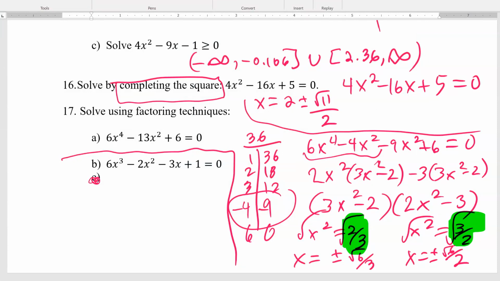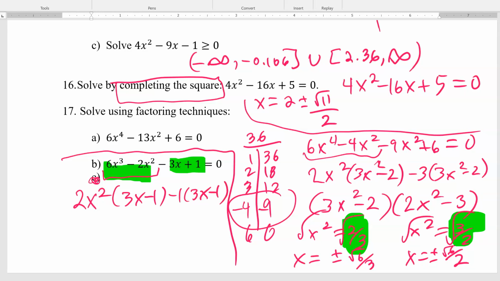Last but not least, these right here. This looks like it's just a fixed version of the one I wanted earlier. Right? Take these two and these two. First two have one in common, leaving us with 3x minus 1. This one, pull out the negative 1, leaves us with 3x minus 1. So we're left with, actually, I don't know if this is the same as the last one, but 2x squared minus 1 times 3x minus 1.